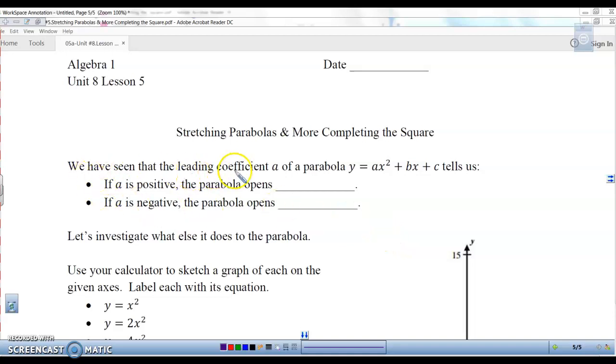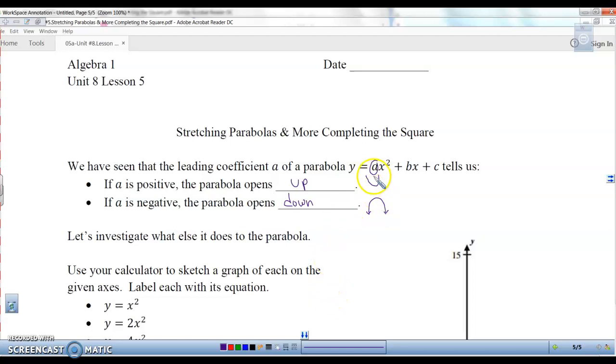So we have seen the leading coefficient a of a parabola does some interesting things. Y equals ax squared plus bx plus c. A is right here. If the a value is positive, which way is the parabola going to open? It opens up. So the parabola is going to look like this if your a is positive. If your a value is negative, the parabola is going to open down. So that means it's going to look like this, the endpoints are going to be going down like this.